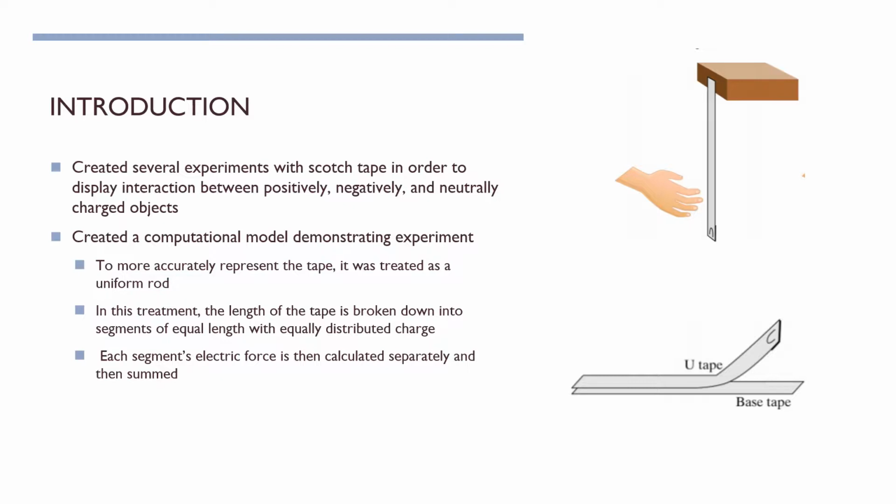Unlike last time where we represented the tape as a point charge, this time it was treated as a uniform rod, where we broke it down into segments of equal length with equally distributed charge, and then calculated each segment's electric force separately, and then summed it all up.